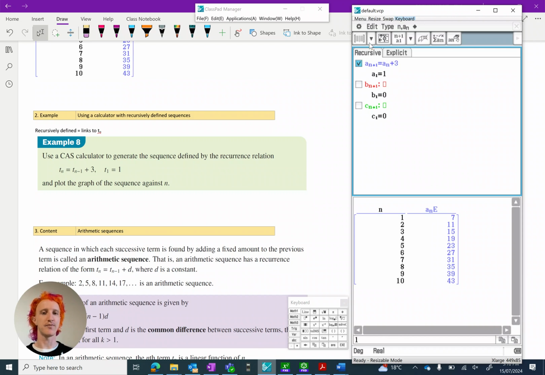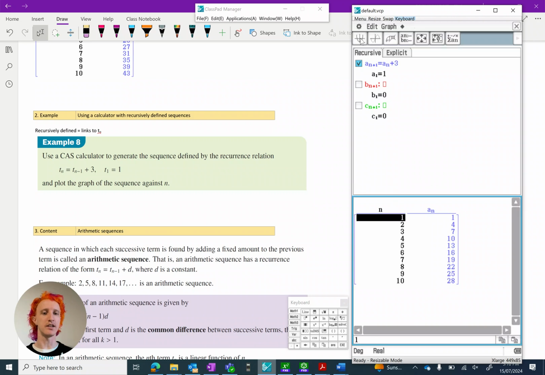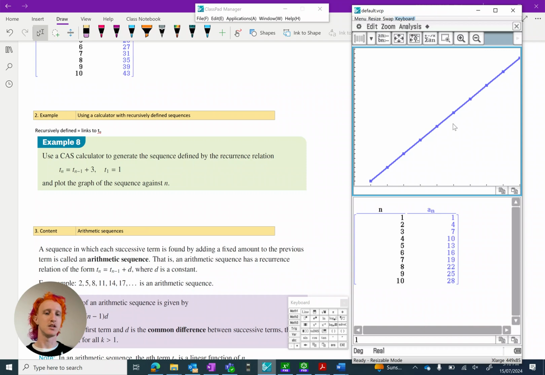Click that. Click our button to generate the list. And again, we're starting at 1 and going up by 3 each time, all the way to 28. Next, we are plotting the graph of the sequence against n. We can click the graph button at the top here. It's quite clearly done it already because I've had it in advance.